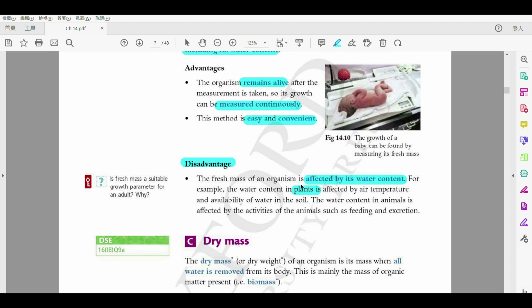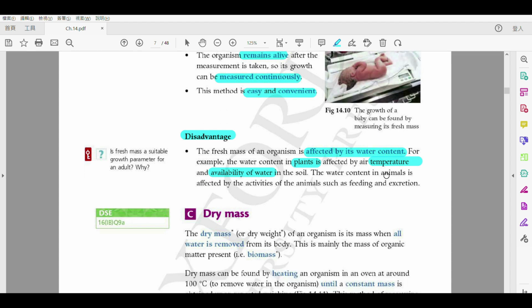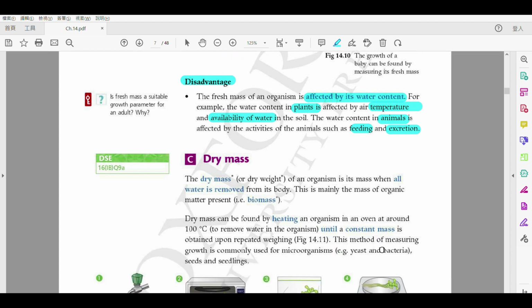So how is the water content different? It will be affected by the temperature, okay, and the availability of water. Just like you water it 10 days ago, or you water it just now. Okay, so that will be the difference. And the same goes for the animals, just like us. So our fresh mass will be affected by feeding, whether it is after a meal or before a meal, okay, or excretion. Before you go to the washroom, after you go to the washroom. Okay, so that's all about the fresh mass.